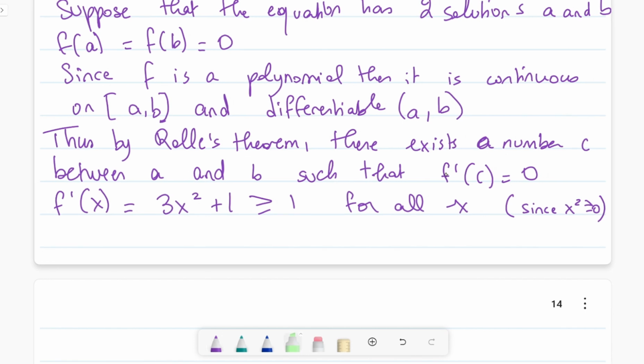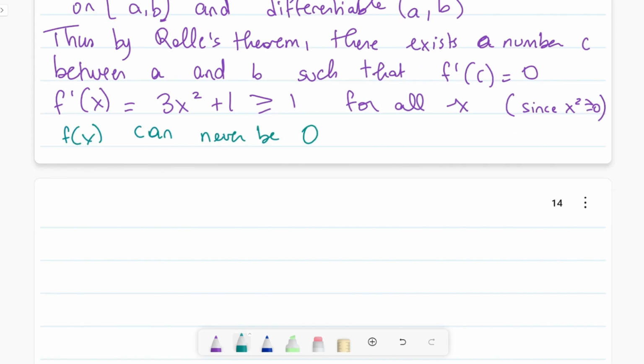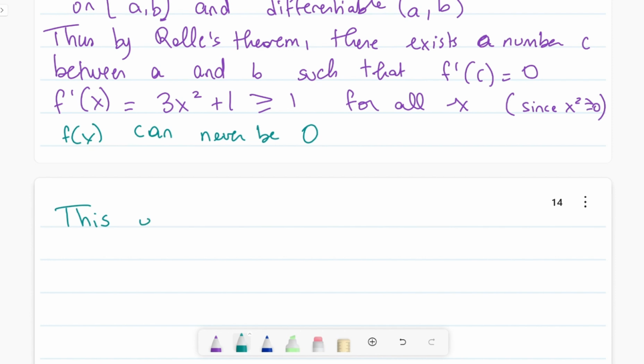However, we have just stated before that the derivative of f evaluated at c is equal to 0. And we just said right now that the derivative is greater than or equal to 1. So we should write that this cannot happen. This is a contradiction because f prime of x can never be 0. So this gives a contradiction.